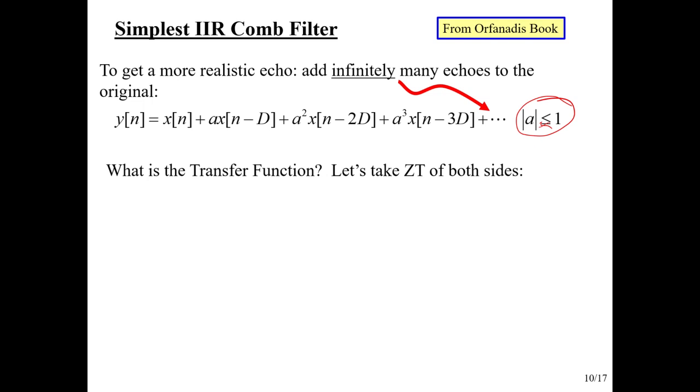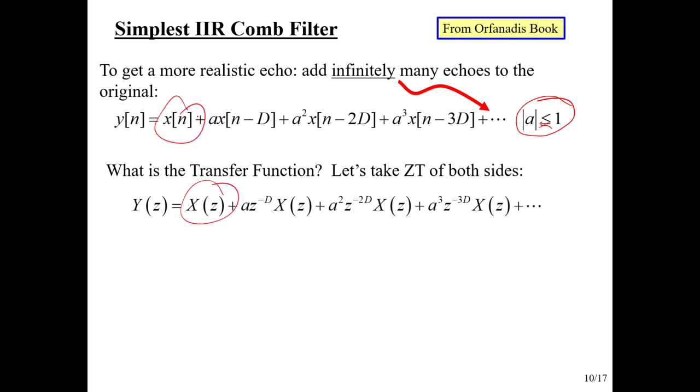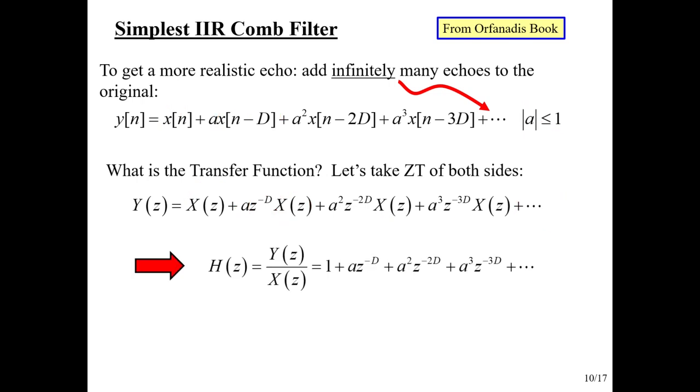Okay, now let's take the Z transform of both sides. So now we get something that looks like this. X of Z comes from this. Delay property gives us Z to the minus D times X of Z, and so on. Now, if we factor out the X of Z and swing it to the other side, that gives us H of Z.